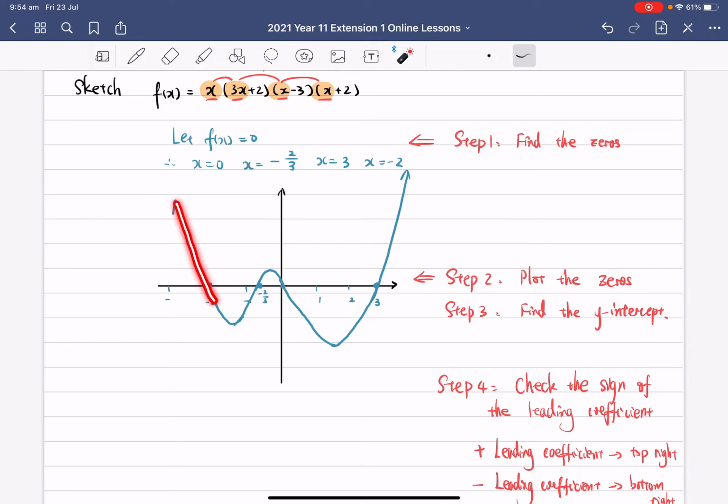Remember, it must be a single smooth curve. This is not art. Don't do something like this. I've noticed some students sometimes do something like that. It's a single smooth curve.